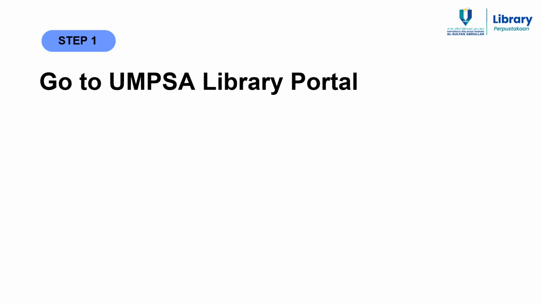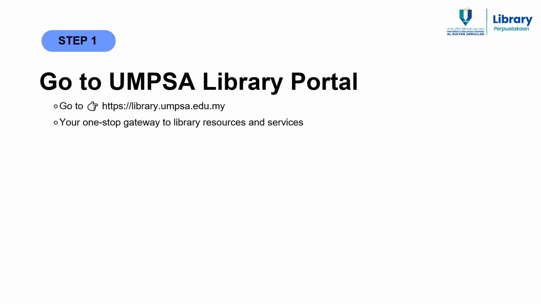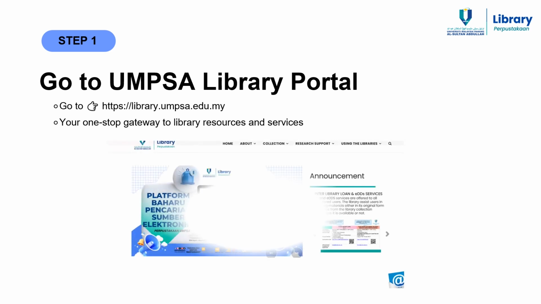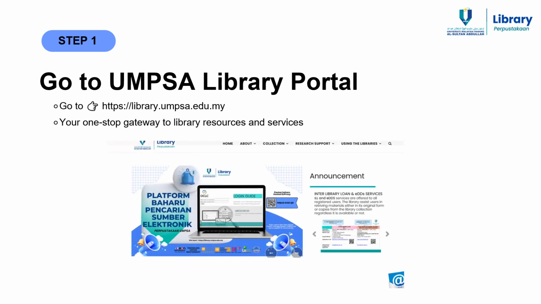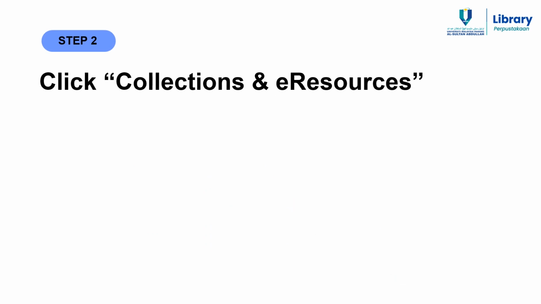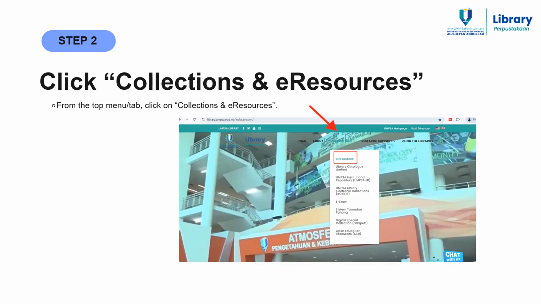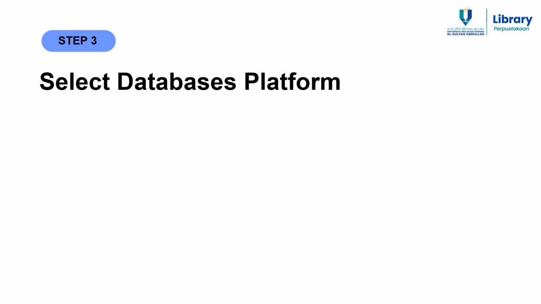Once you're there, you'll find a user-friendly interface designed to help you locate books, journals, and other resources quickly. To access the resources you need, start by going to the top menu or tab. From there, look for the option labeled Collections and eResources. Once you've found it, click on it. Now, let's move on to Step 3, which is selecting your database's platform.